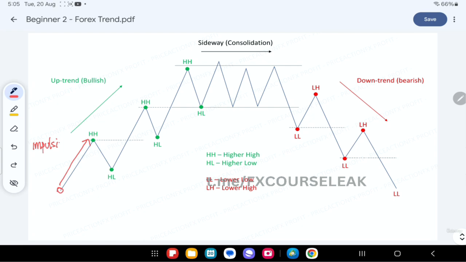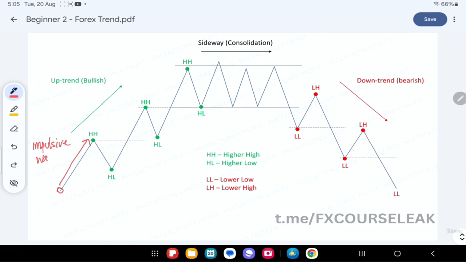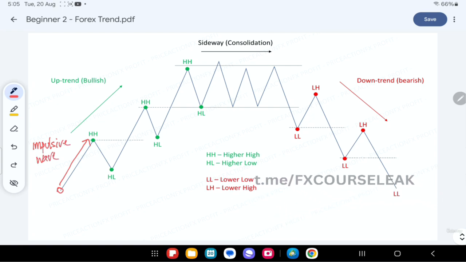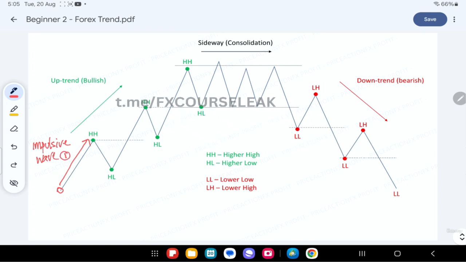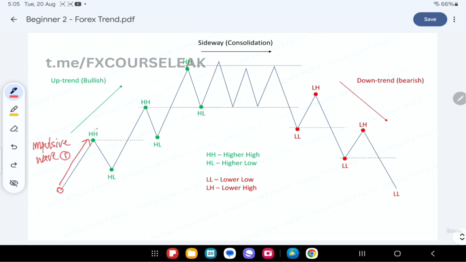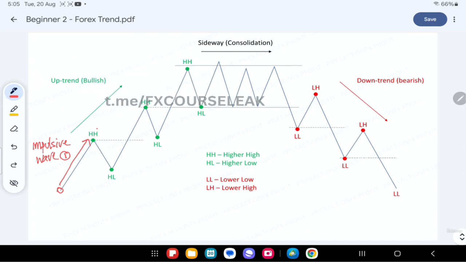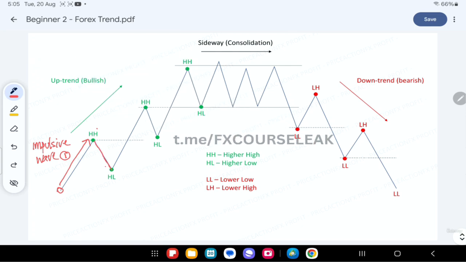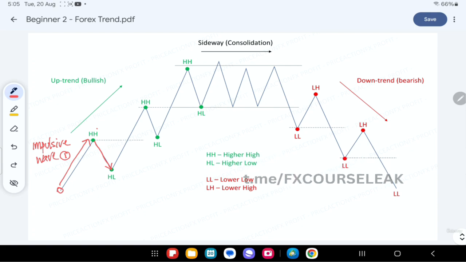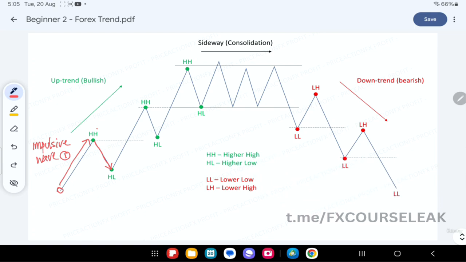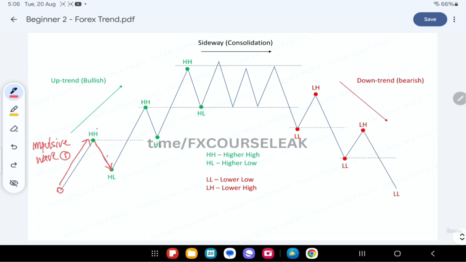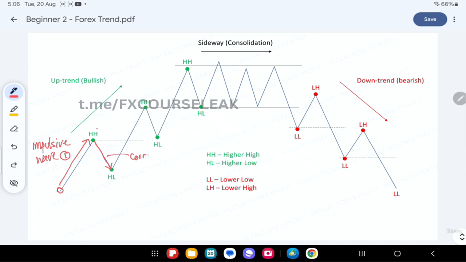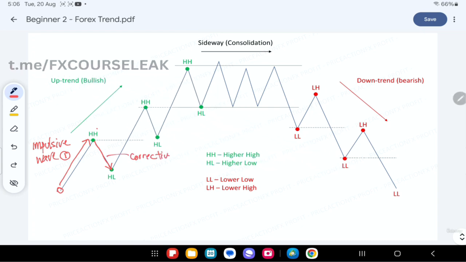we call it an impulsive wave. So this is the first impulsive wave. It goes up to a point, then it continues with the second wave. The second wave comes back down and it is shorter than the impulsive wave. Usually this one we call a corrective wave.